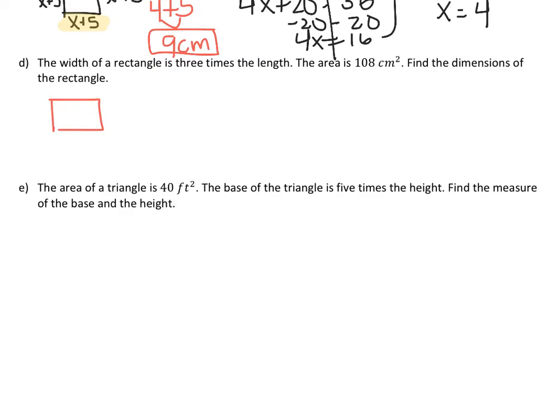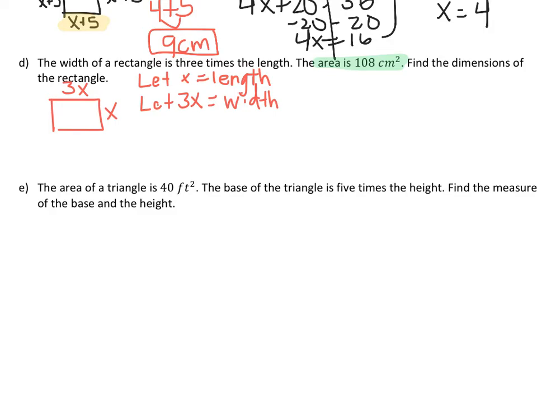I know that the width is 3 times the length. So let's say our length, we'll call it x. So let x equal length. And 3 times the length would be 3x. And that represents our width. This time we're not finding perimeter. This time we are finding area. And the area is 108 centimeters.